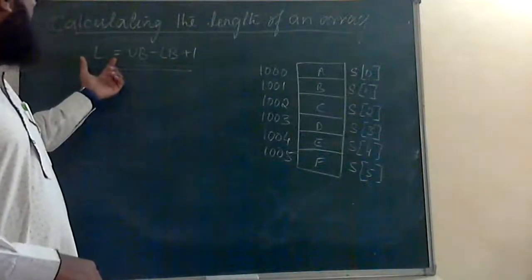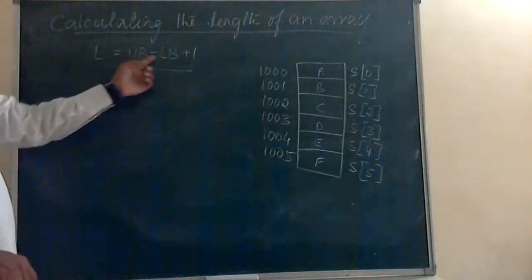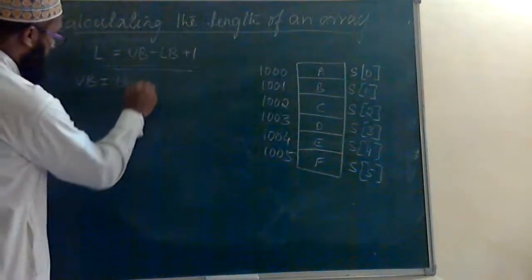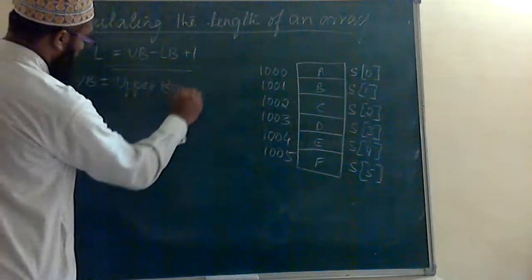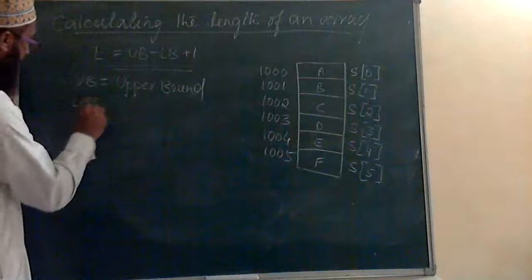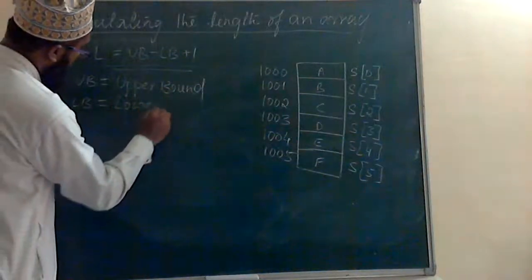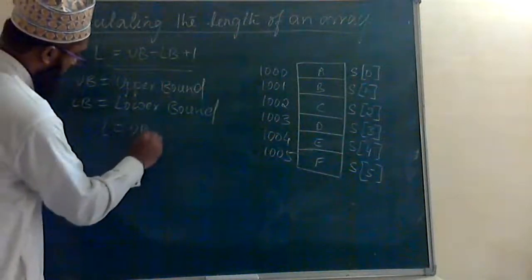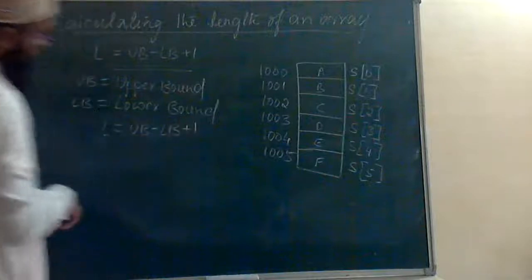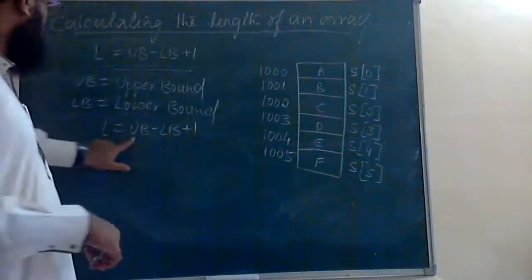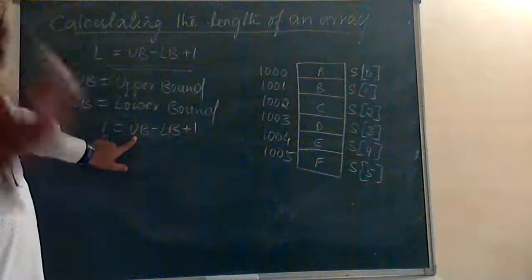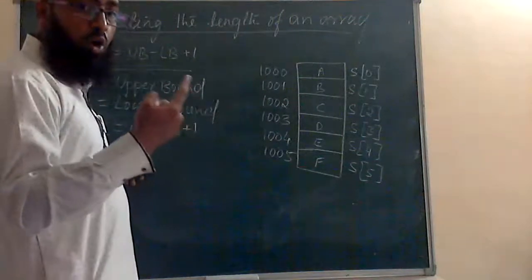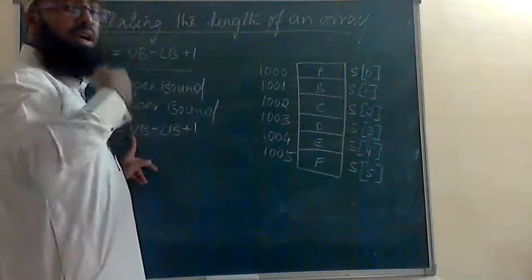So here, if you want to calculate the length of an array, UB minus LB, you should think what is UB. UB means upper bound. LB means lower bound. L is equal to UB minus LB plus 1. Here, UB, upper bound, means the subscript or the index of an array with the highest number.